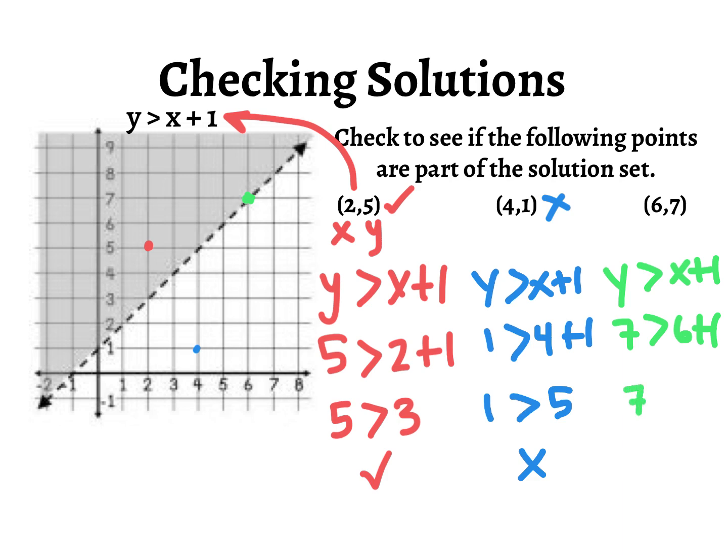So the question I want to ask myself is, is 7 greater than 7? Can a number be greater than itself? Absolutely not. Now, this could work if it was 7 is greater than or equal to 7, but 7 will never be greater than 7. So if you ever have a point on a dotted line, it'll never be part of the solution set. It has to be above it for it to be greater than the line, not equal to it. So this is also not going to work. Let's give another one a try.